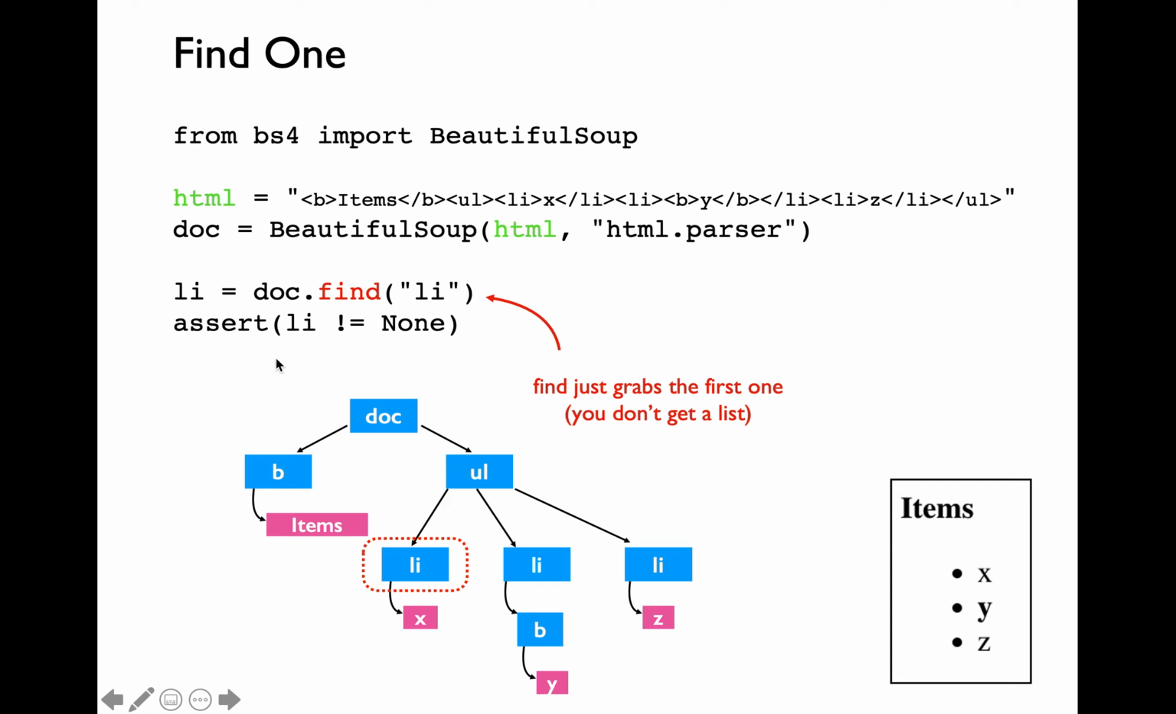One good thing for you to do always would be to assert that the return value of the find function is not equal to None, to verify that you're actually able to find the specific element that you're looking for. Here is another example. You can find the ul element by saying doc.find of string ul.